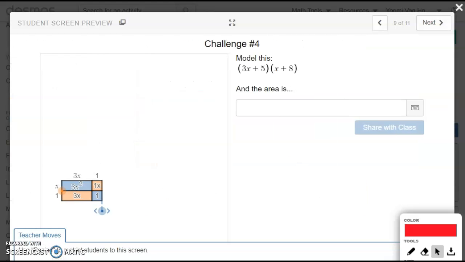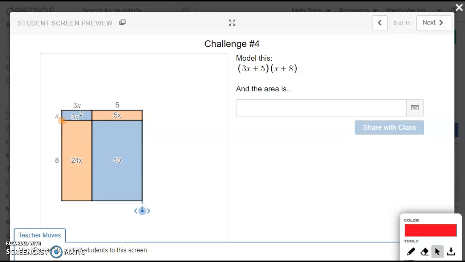Now this time we are asked to model this. So the length is 3x plus 5. We do have 3x here, but we want this to be not 1 but 5, so I need to change that to 5. And x plus 8. I have x plus 1, but I don't want 1, I want it to be 8.